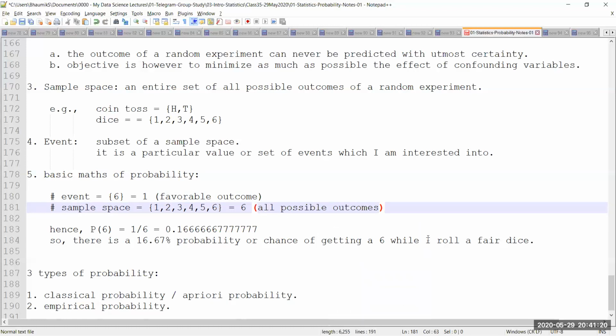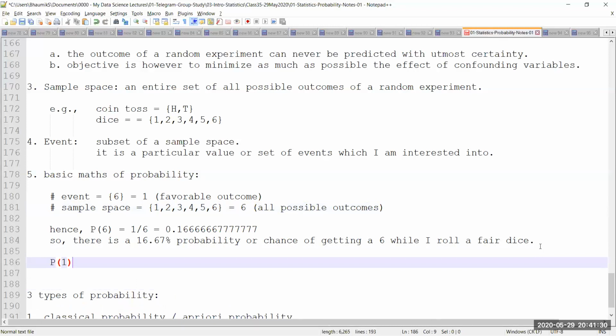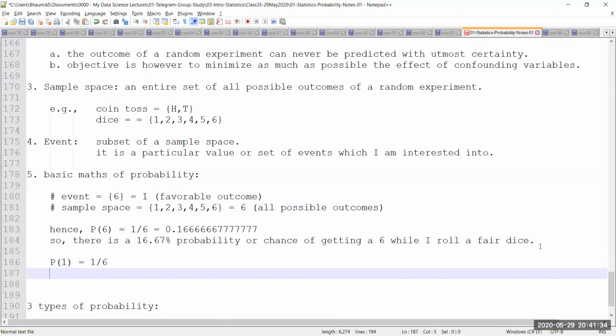Now the rule that I wanted to tell you is, what is the probability of getting a 1? If the probability of getting a 6 is this, then the probability of getting a 1 is also this, right? It is also 1/6. If you do the calculation, you will come to know the probability of getting a 1 is 1/6. The probability of getting a 2 is also 1/6, and so on and so forth.